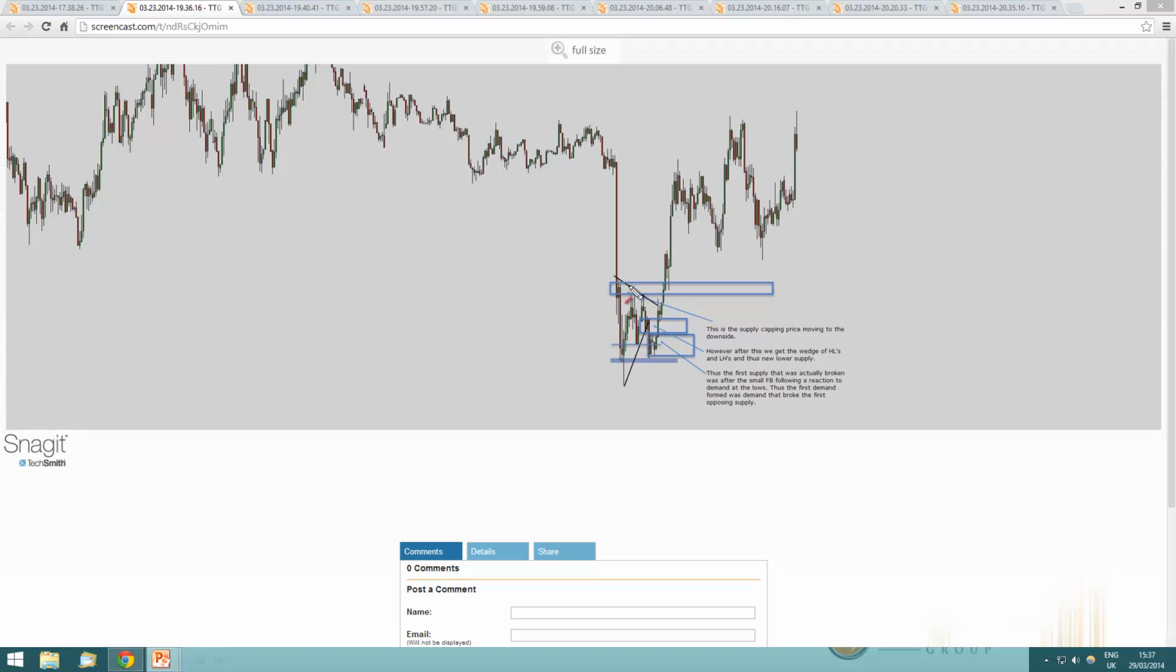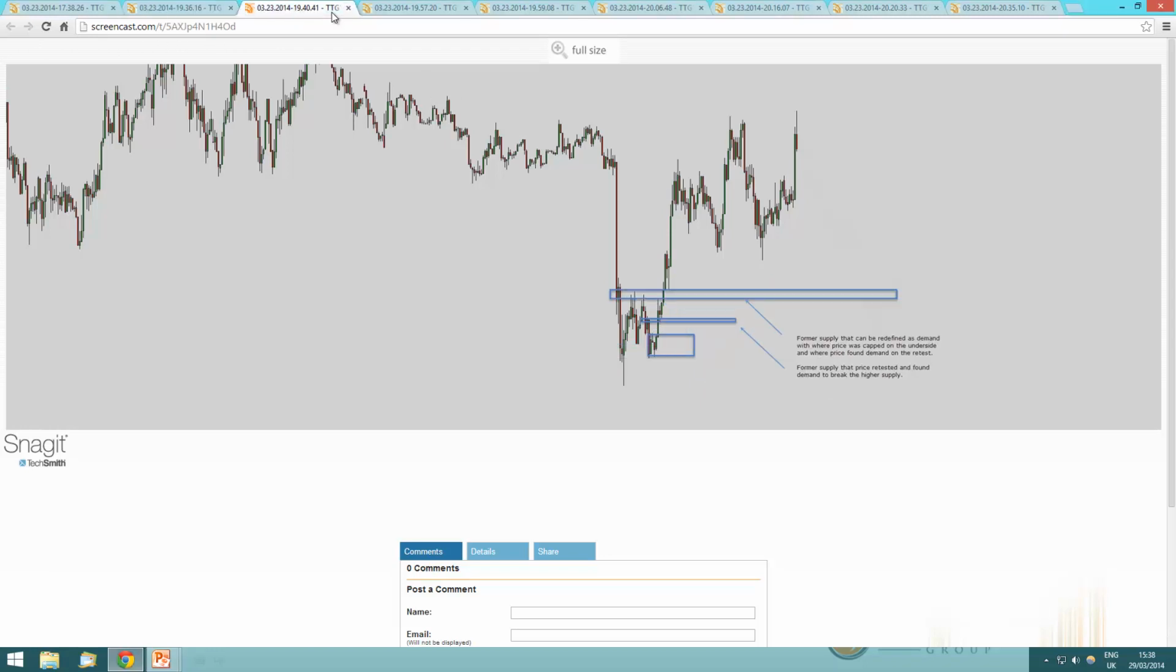Okay, and then obviously we've got supply, significant supply because it's what capped price and initiated the whole wedge, becomes demand, and this is where price found demand on the retest. Okay, so we can kind of redefine this, because where price found demand on the retest, you can see that's an SD flip now. It found demand here, which broke this. Then it found demand here on the retest down here, which initiated the move up to here.